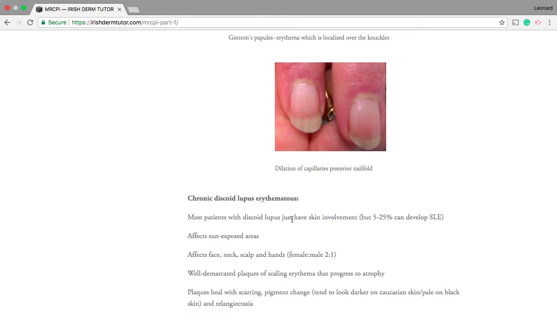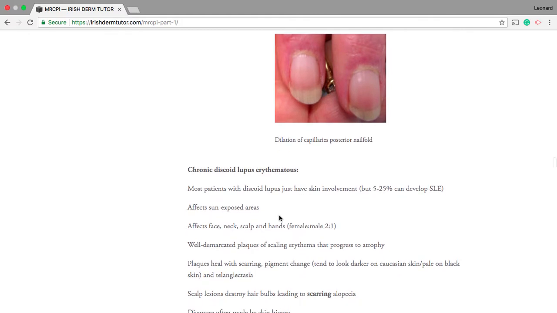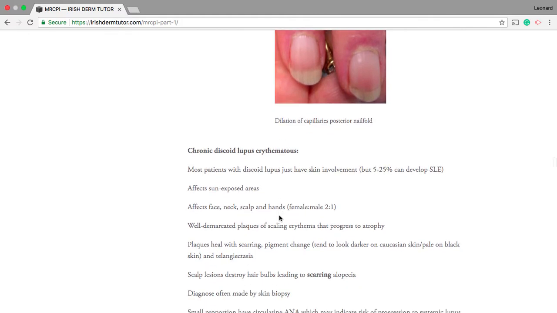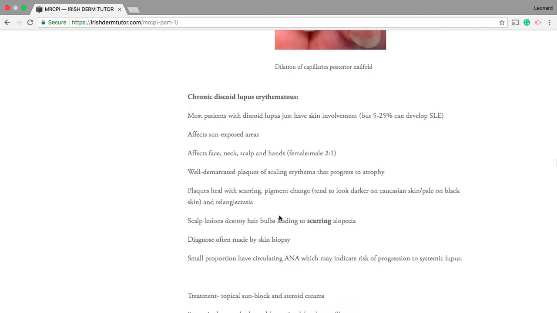There are different subtypes of lupus that we can come across. We can come across acute, subacute, and discoid lupus among other subtypes. Most patients with discoid lupus just have skin involvement, but 5 to 25% may go on to develop SLE. It usually affects the sun-exposed areas, so the face, neck, scalp, and hands are often affected, and again, females are affected more than males in about a 2-to-1 ratio.